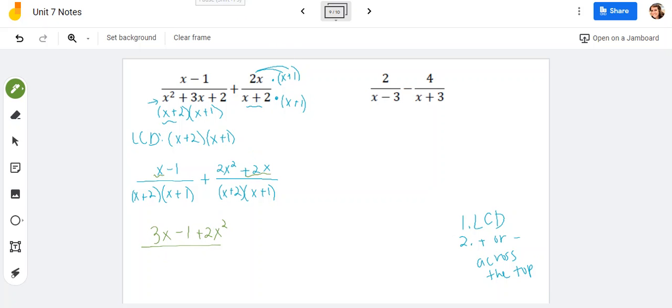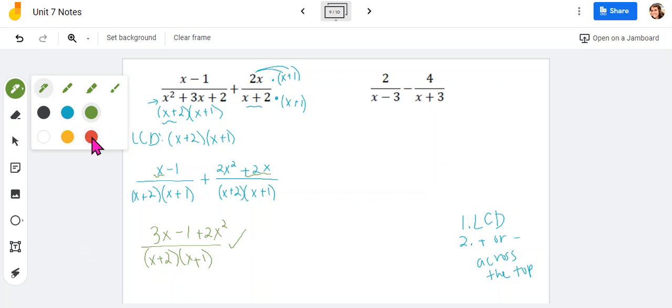And then we just copy down our common denominator. So this is your final answer. And then we just use the exact same strategy when we subtract rational expressions.